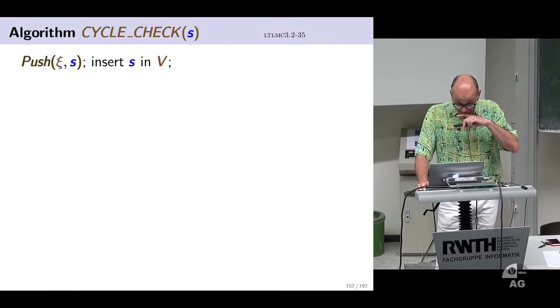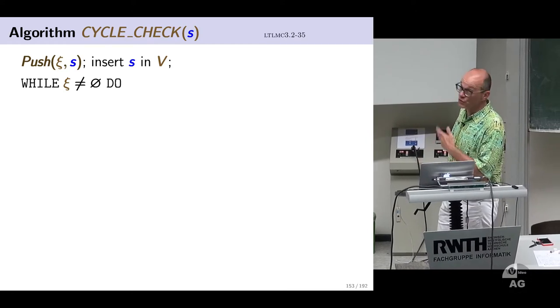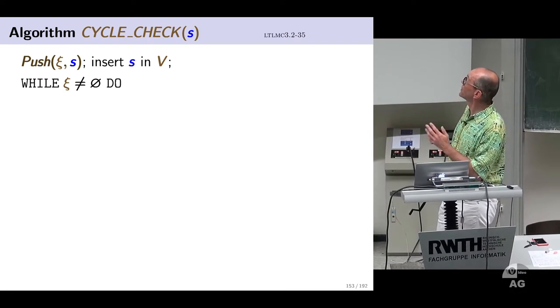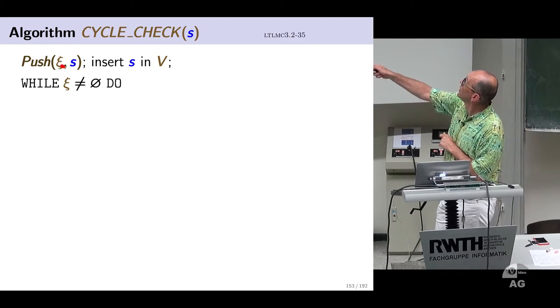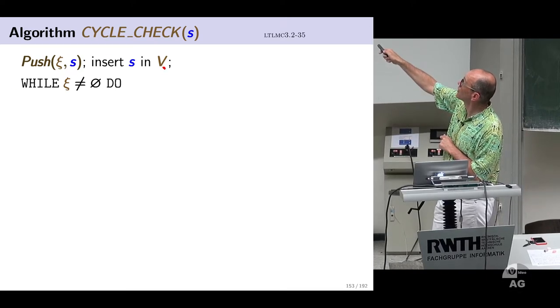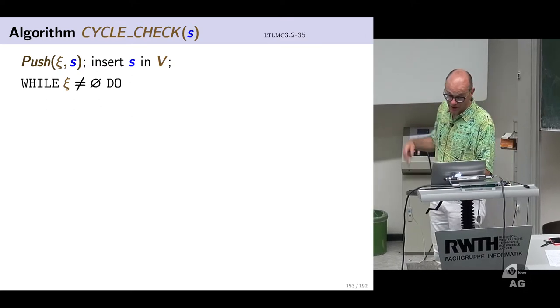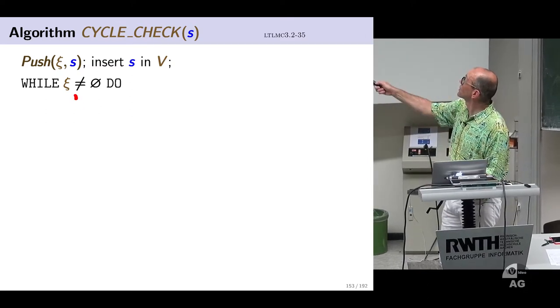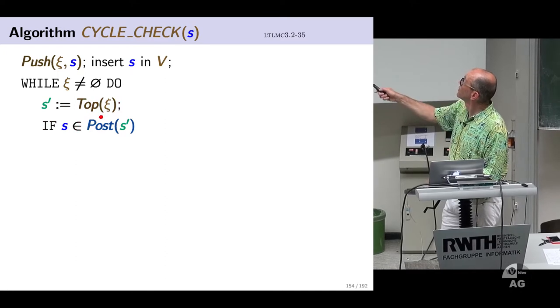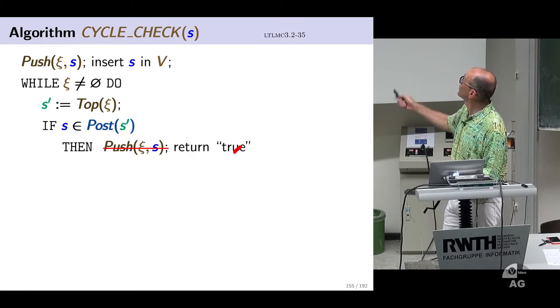Good. This is the cycle check. I hope, if you understood the first DFS, then this is also not so difficult. So now this is the innermost depth first search, so the cycle check. You start pushing S on the stack and insert it into the dashed purple area. This is the state I have seen before in the innermost depth first search. As long as this stack is non-empty, take the top element. If it has a direct successor that you did not visit so far, then return true.